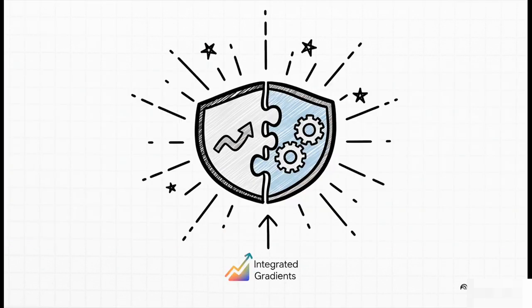And that is the magic trick. Because you're adding up the clues from the whole journey, you never get that saturation problem. So boom, it satisfies the sensitivity rule. And because the whole thing is built on the pure fundamental math of gradients, it also satisfies implementation invariance.